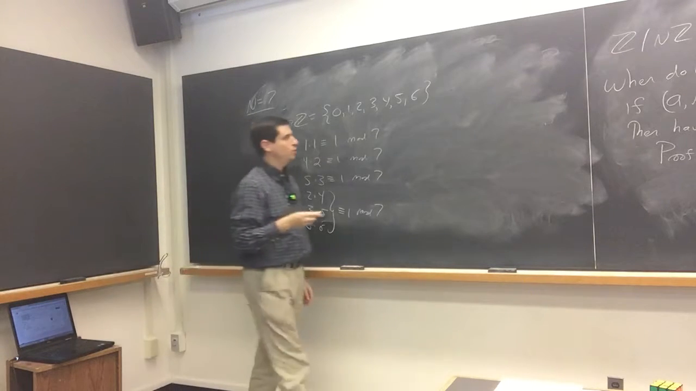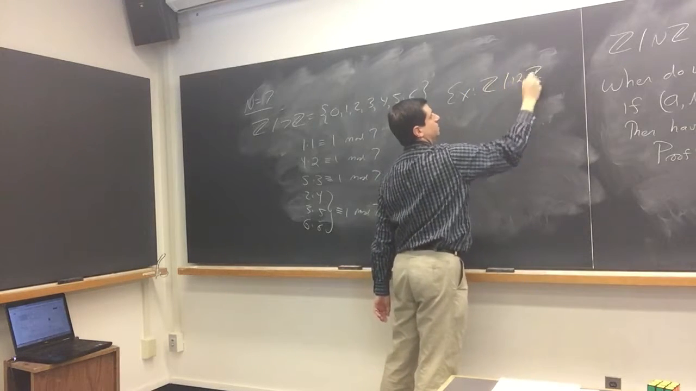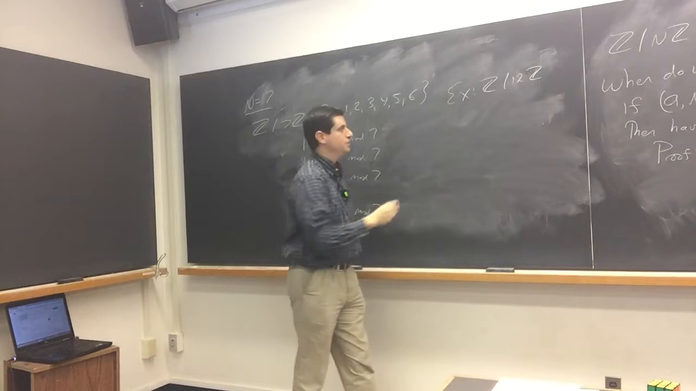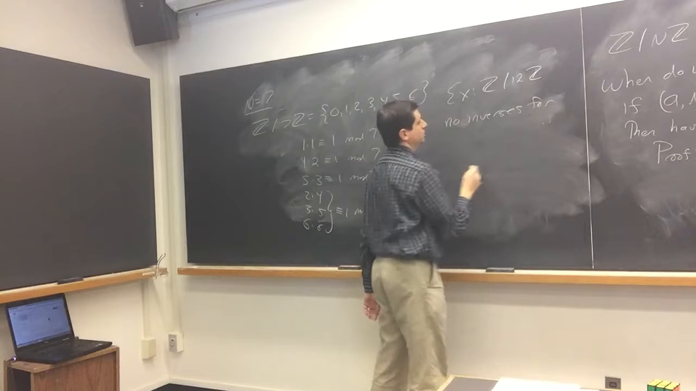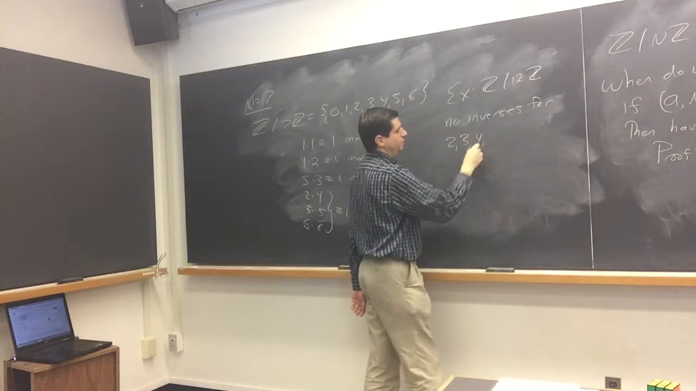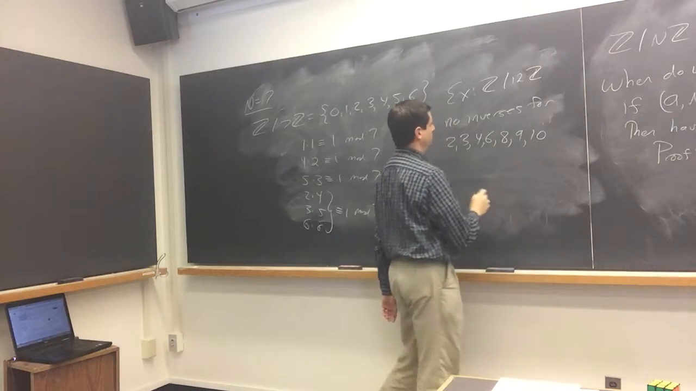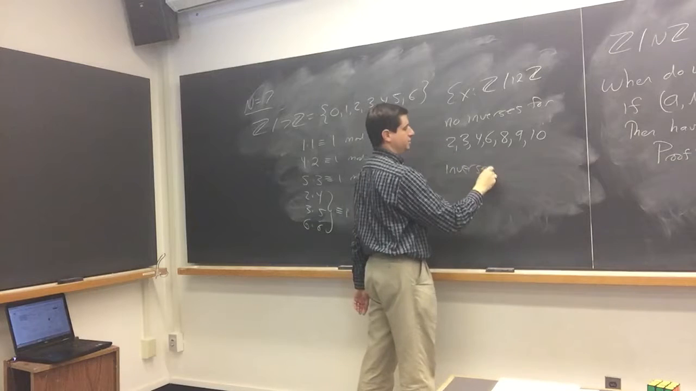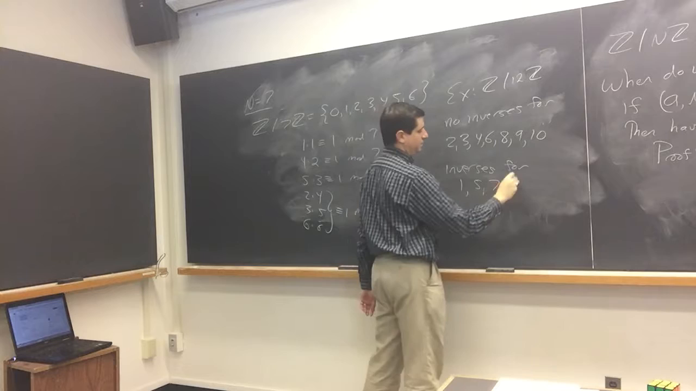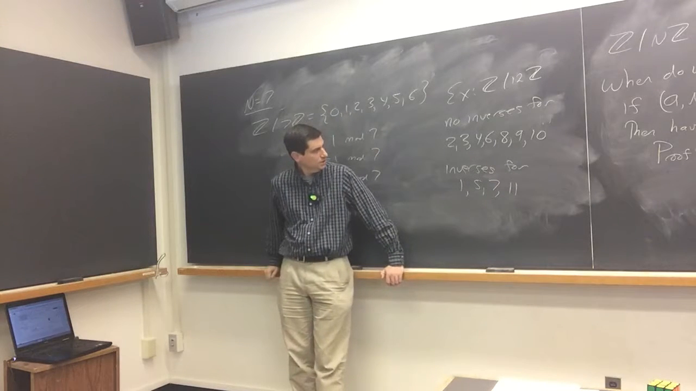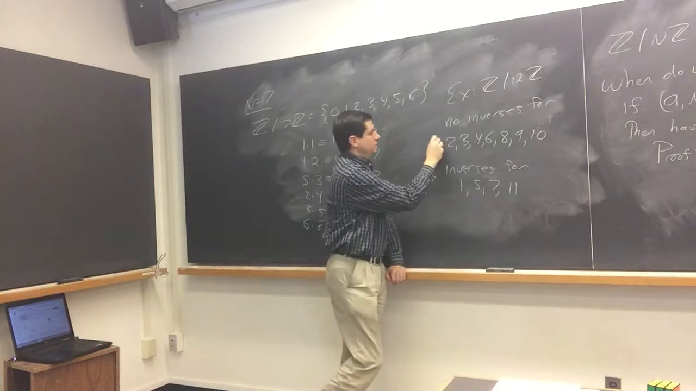Well, let's look at another one. Let's look at Z mod 12Z. And when you do this, there's no inverses for the following numbers: 2, 3, 4, 6, 8, 9, and 10. Inverses for 1, 5, 7, and 11. I guess there's one more number I should probably write for no inverses. I should probably include 0.